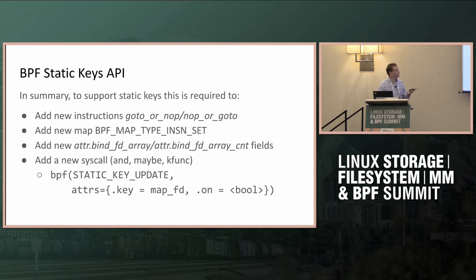So to summarize what the BPF static key API will look like and what's required to implement it: two new instructions, nop or goto. In my patch I have flags, like source register 1 or 2 for this, for BPF JA, but I saw Alexei added a gcond instruction, so maybe it will be an extension to this gcond instruction instead. But it probably doesn't matter too much. Then this new map should be implemented. These two fields have to be added to the prog load, and then a really simple syscall added to manipulate it, and maybe later a kfunc if there are use cases.